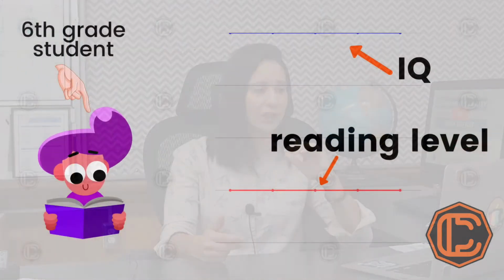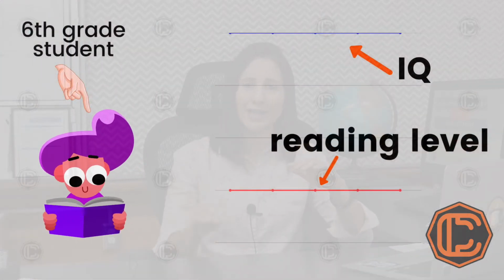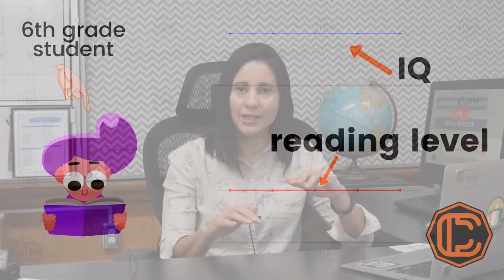So I want to start off with an example. Let's say you have a 6th grade student who falls in the average to high IQ level, but their reading score is at a 2nd grade level. Is that a learning disability or is that a skill deficit? Which one is it? And as a teacher, how would you know?